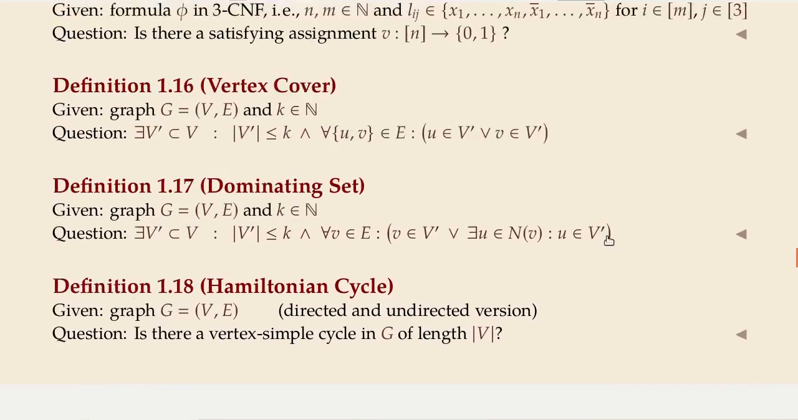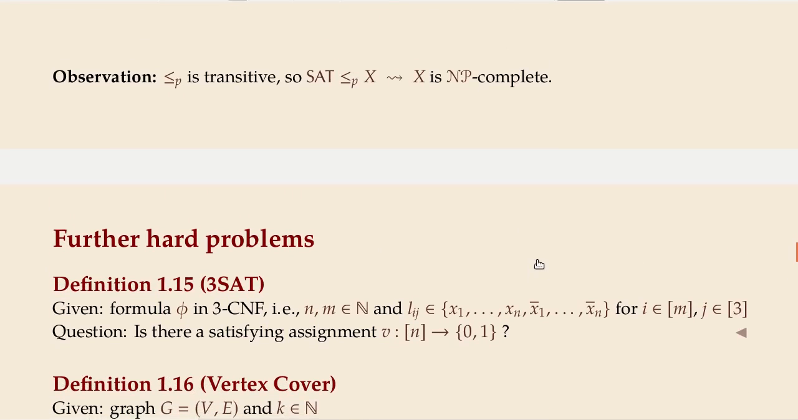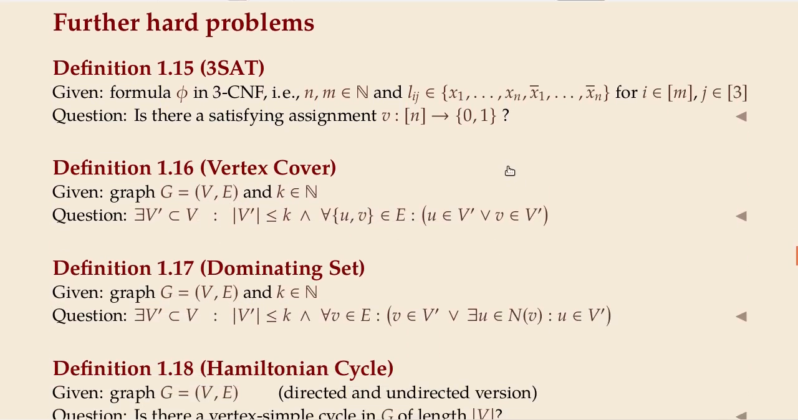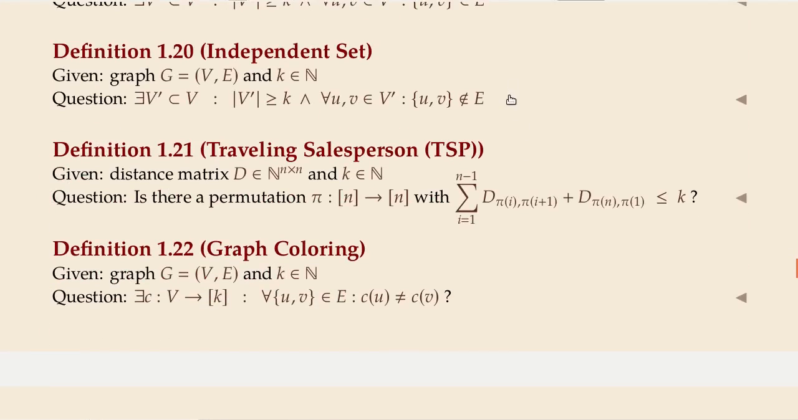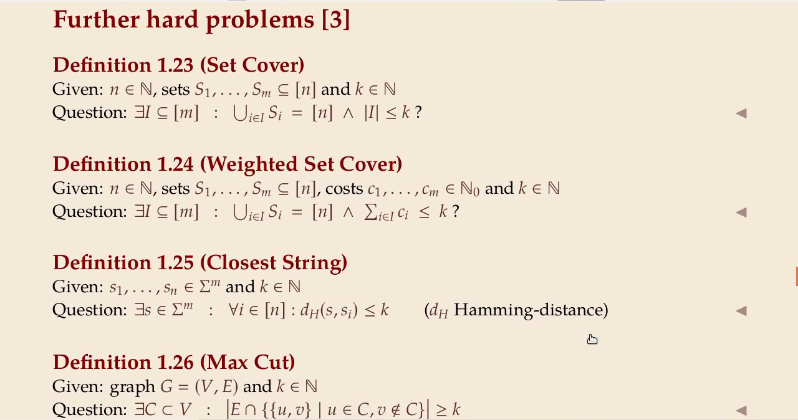So maybe I didn't announce that before. All these problems are NP-complete. And for all these problems, you can use the transitivity of the ordering relation to show that. And many of those appear in practical applications over and over.